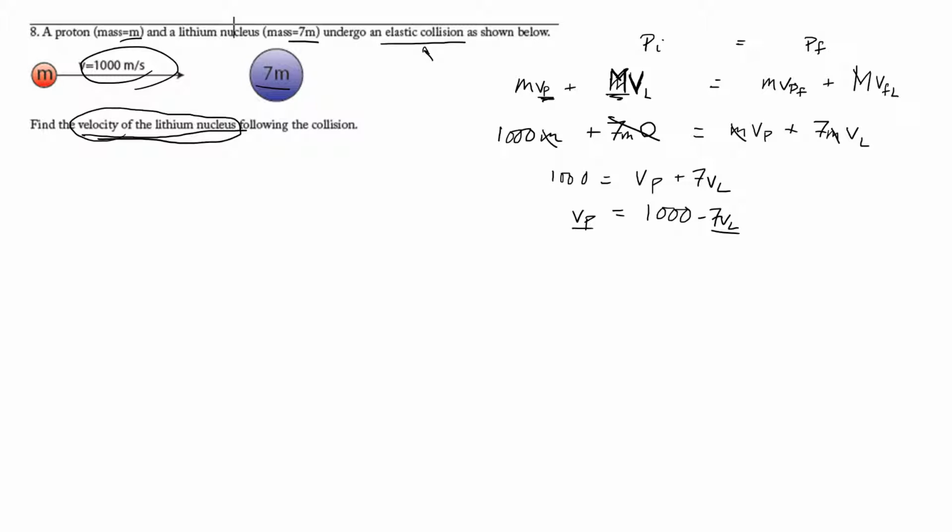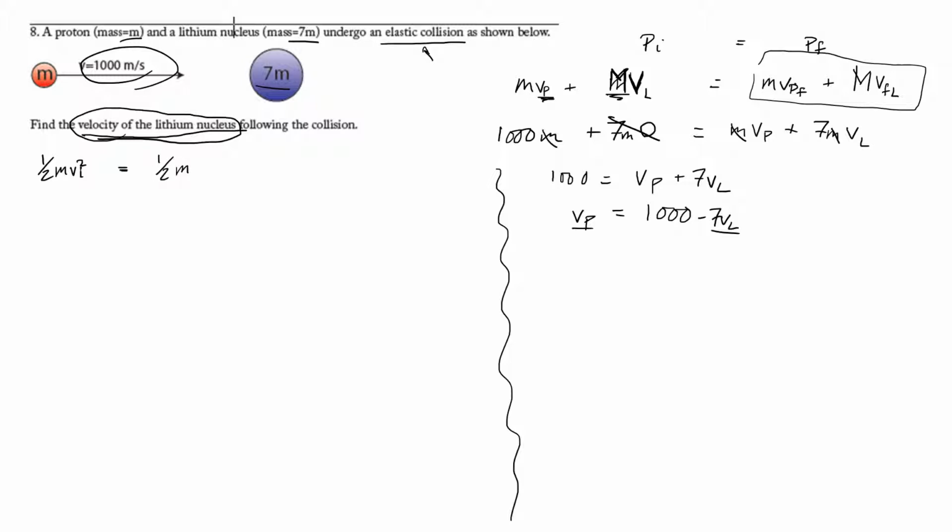So thankfully, it's elastic. If it's elastic, I can use 1/2 mv squared. That's the kinetic energy. So the initial 1/2 mv squared, this is our initial system, with the velocity initial, is going to equal the final energy of those two systems. So this is going to be 1/2 m VP squared plus 1/2 big M VL squared, right?